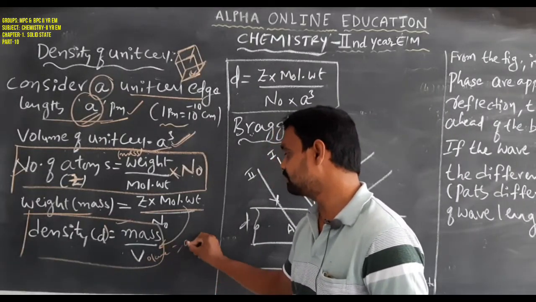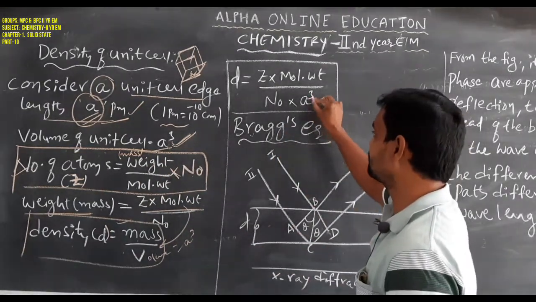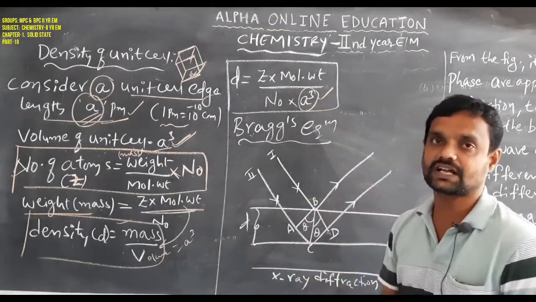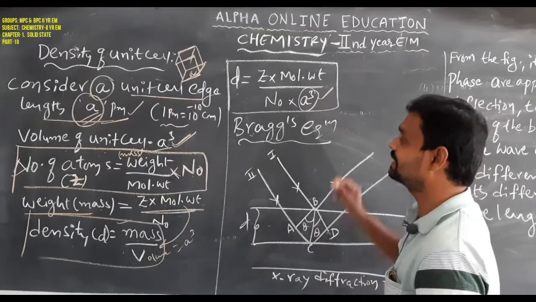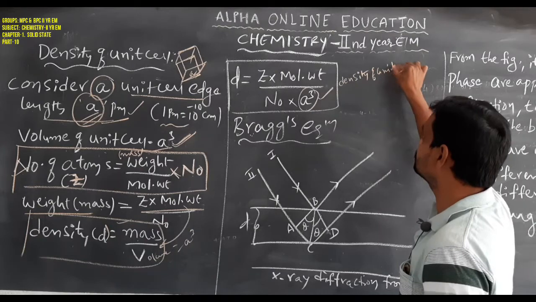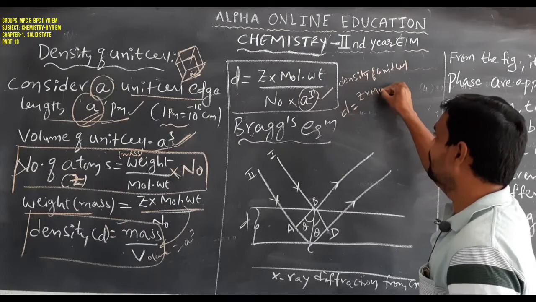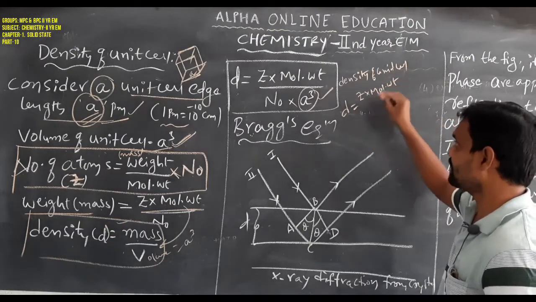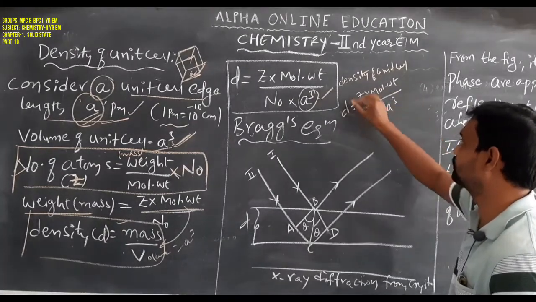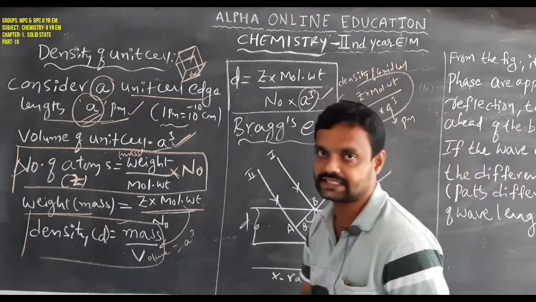The volume of the unit cell is a cubed, so in place of the volume we substitute a cubed. This is the formula used to calculate the density of the unit cell: density d is equal to number of atoms Z into molecular weight of the material divided by Avogadro number N naught into a cubed. Here a cubed must be used in picometers.